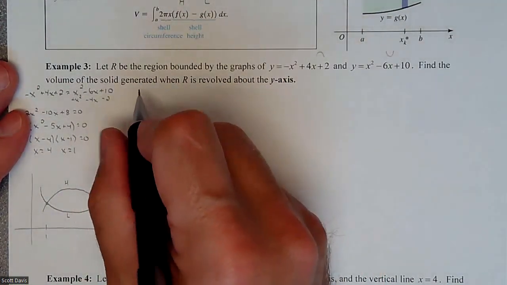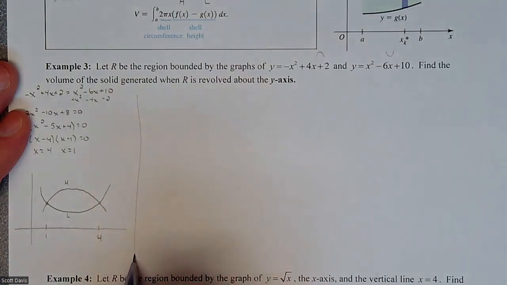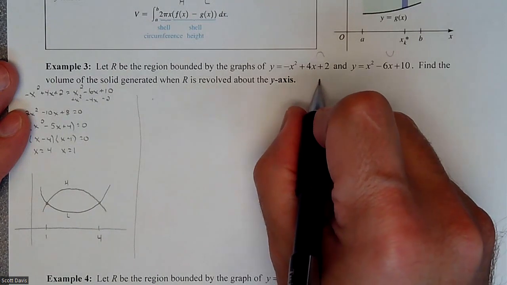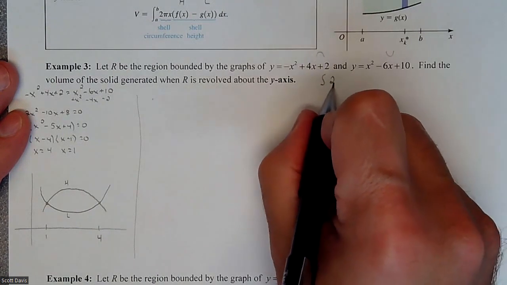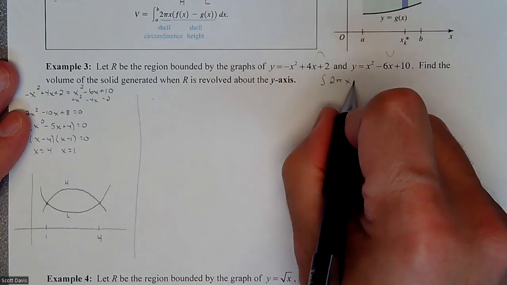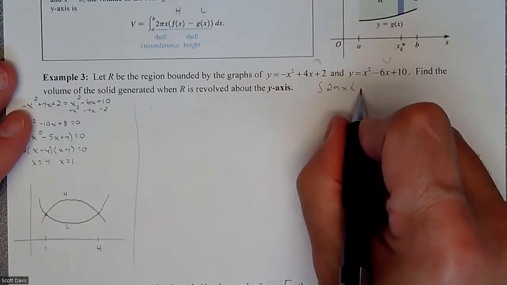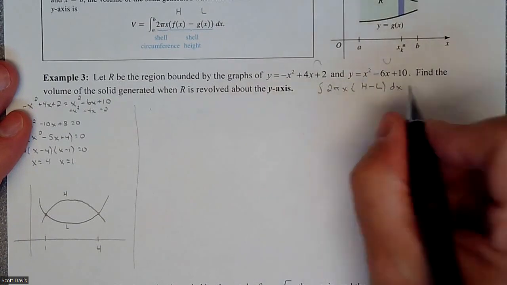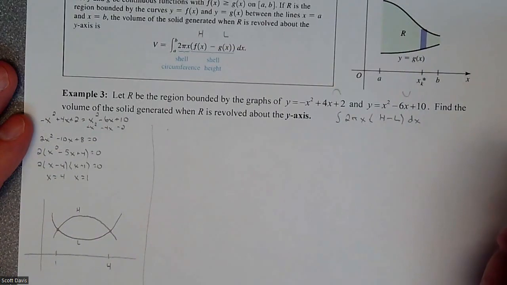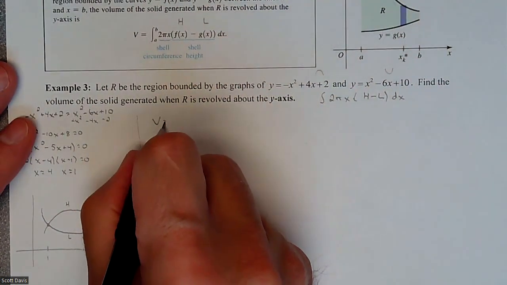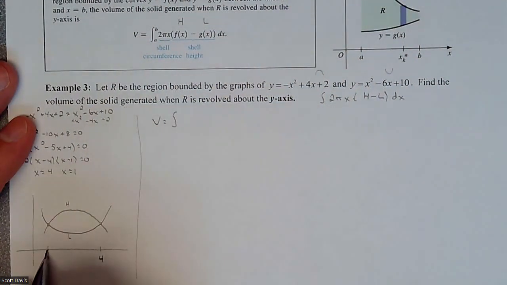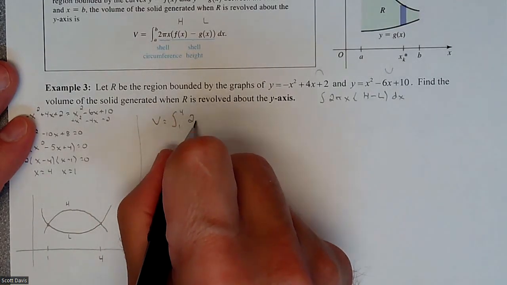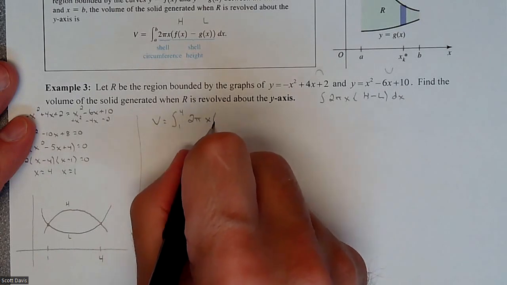So when we start to set all this up, we are finding our volume. Our equation is we are doing the integral of 2 pi x times the high function minus the low function dx. That's what we got going on. All right, so for ours, our volume is going to be us going from 1 to 4. That's our bounds. And 2 pi x.